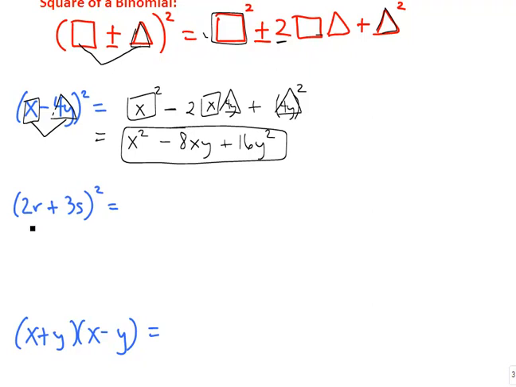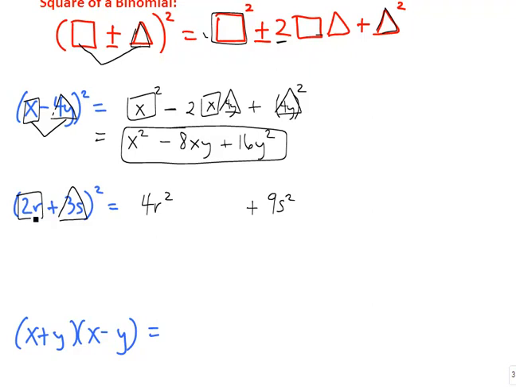So on the next example, we have 2r plus 3s quantity squared. So we're going to take our 2r and we're going to square that whole quantity first. That's our box squared. So 2r quantity squared becomes 4r squared. Then we're going to square our second term. 3s quantity squared becomes 9s squared. And that last term is always positive.